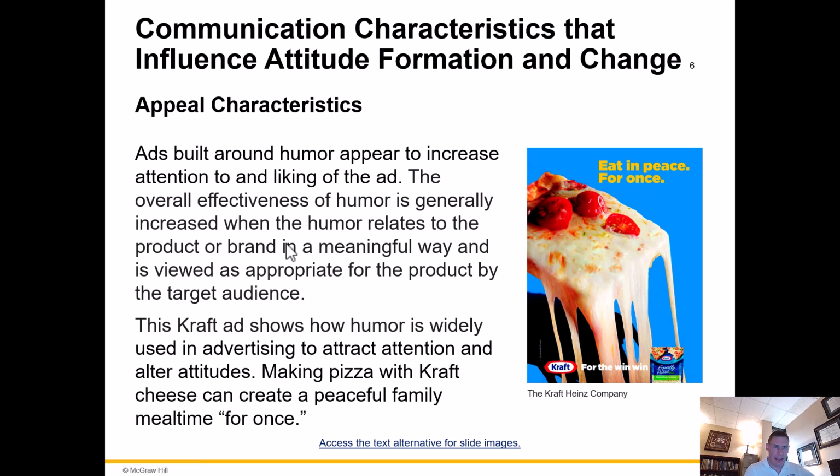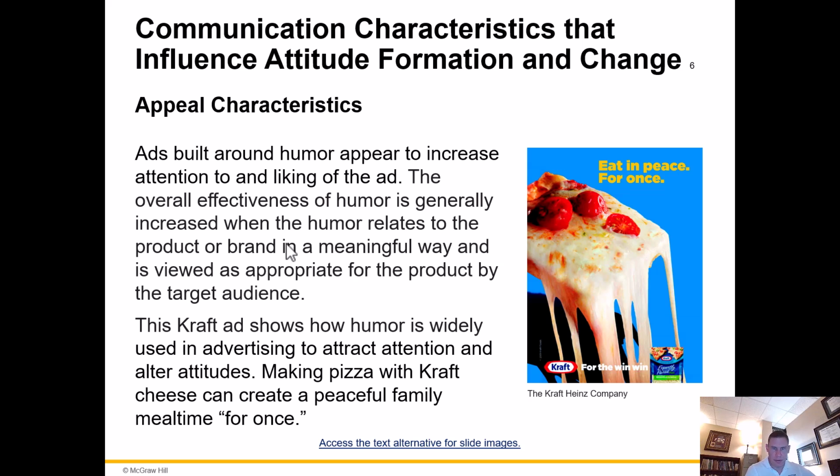Now, with respect to communication characteristics that influence attitude formation and change, let's talk now about appeal characteristics. Ads built around humor appear to increase attention to and liking of the ad, which makes sense. The overall effectiveness of humor is generally increased when the humor relates to the product or brand in a meaningful way and is viewed as appropriate for the product by the target audience.